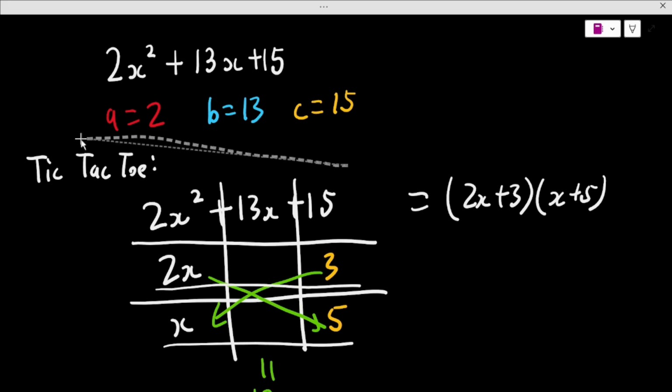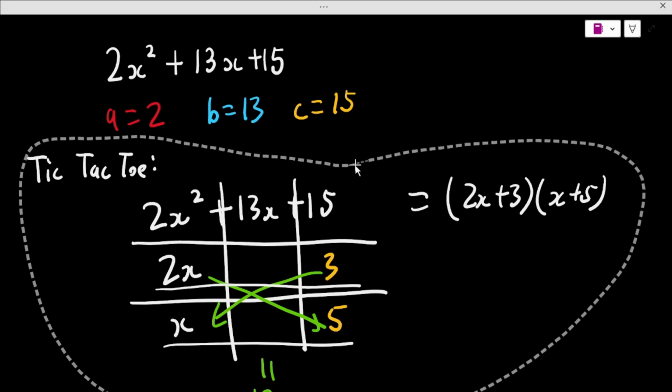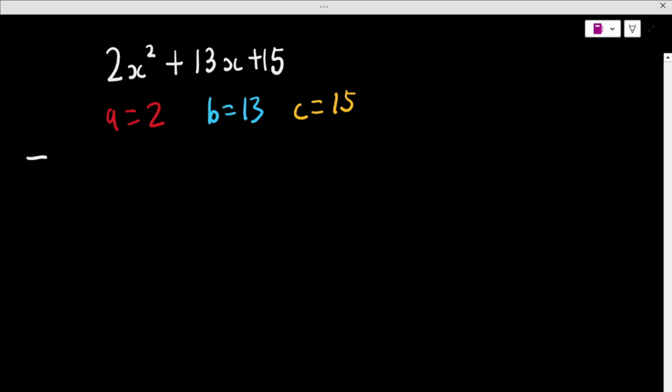Okay. I hope you see that all these methods are actually really similar. They're just different ways of writing it out. The next method is going to be the cross method.